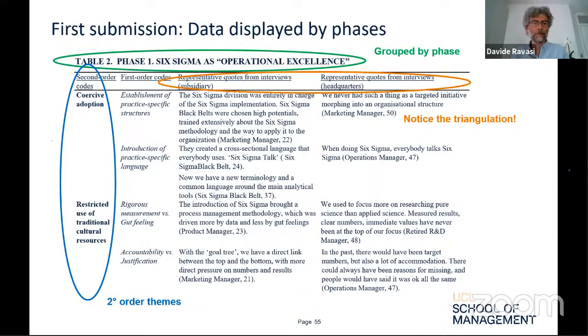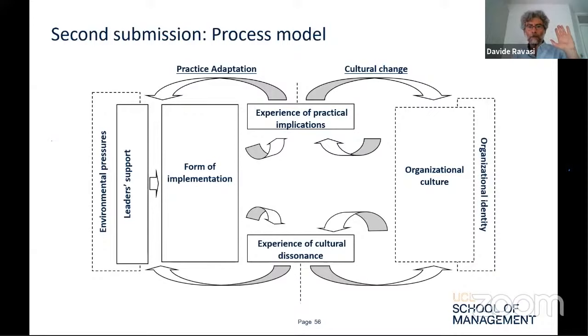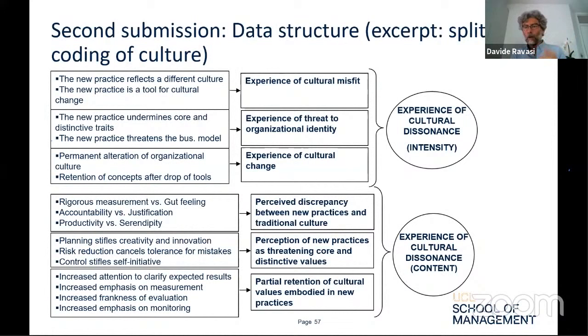Second submission, the chronological part was completely gone. Now this is how this model works. There are various cycles through these fundamental constructs: implementation, experience of dissonance, experience of practical implication, organizational culture. And we organize the findings like this. We say implementation changed from here to there to there. Then the cultural fit will change from here to there to there. And this was a data structure that somehow unpacked cultural dissonance a little better, but that's not important.